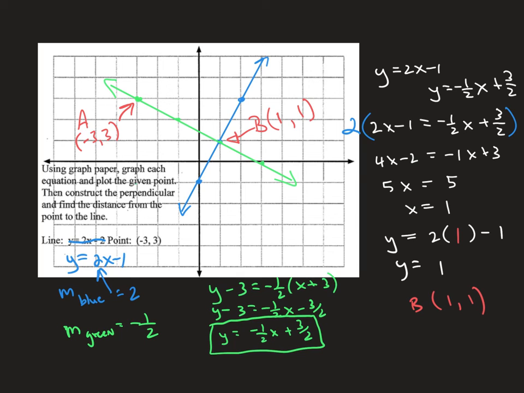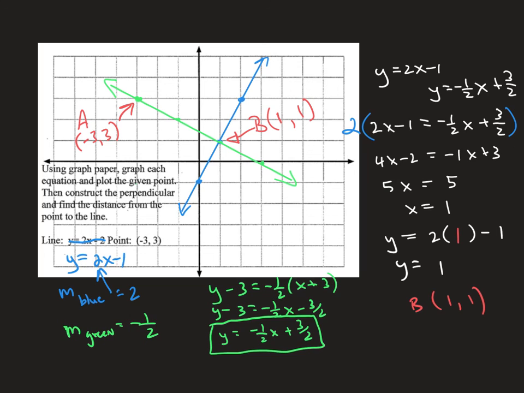Okay, so the first thing I did is I looked at my given blue line. Equation was given as 2x minus 1. So my slope of the blue line is 2. For a line that's perpendicular, it's going to be the opposite reciprocal of 2, which is negative 1/2. So I take that negative 1/2 and the given point, and I put that in my point slope formula. y minus 3, which is my y minus y1, is the negative 1/2 slope times x minus a negative 3, which is x plus 3. After I do all the algebra there, I get y minus 3 equals negative 1/2 x minus 3/2.